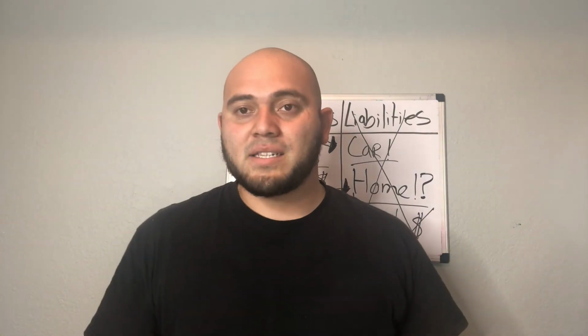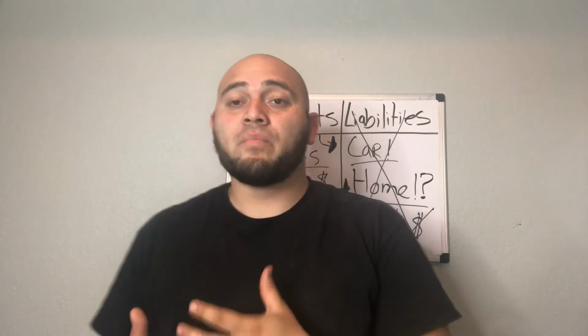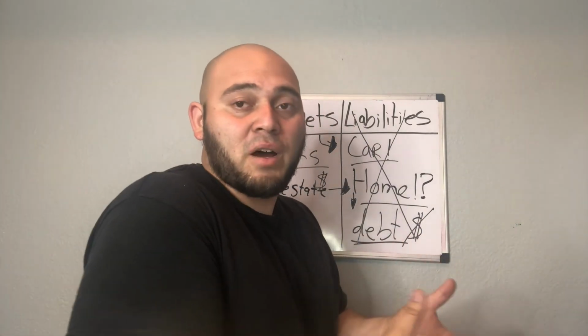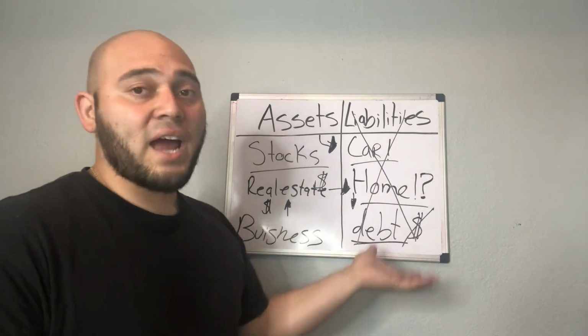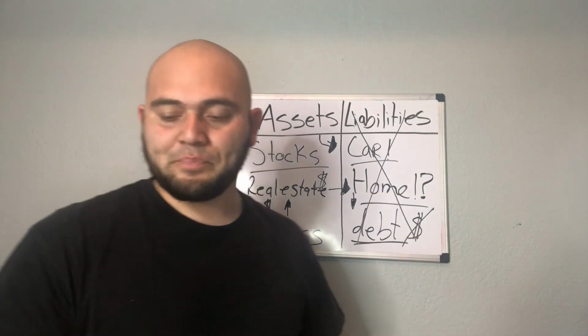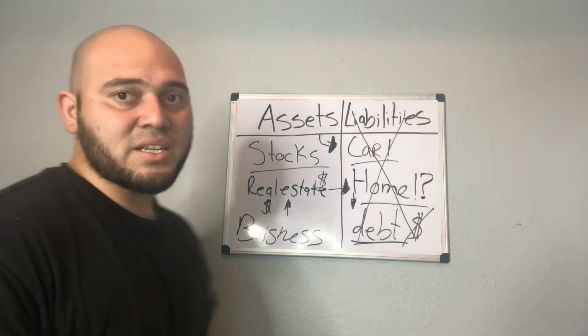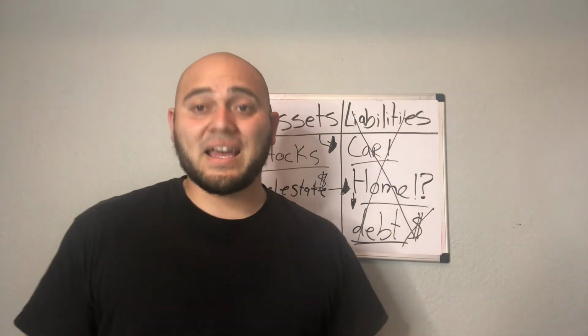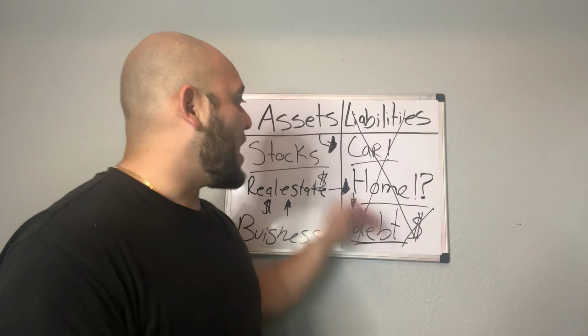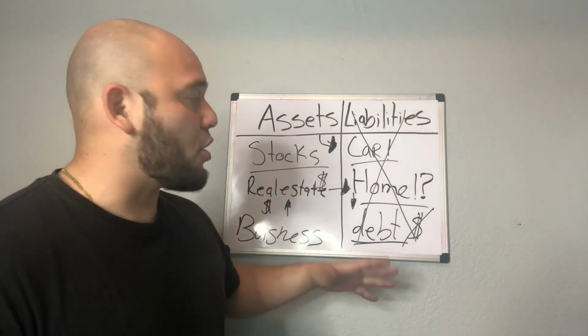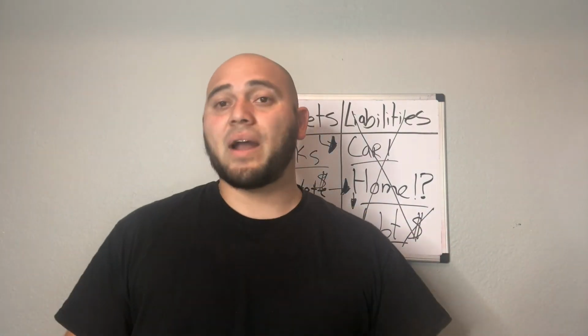Same thing in finances, okay? The more assets you have on your personal level, the less money you're going to be wasting on your liabilities, if that makes any sense. All right, so stocks, real estate, and business are my top three assets that anybody can have. And car, home, and debt are the top three liabilities that anybody can have, all right?